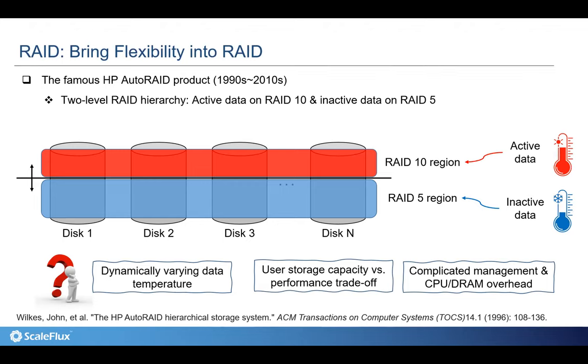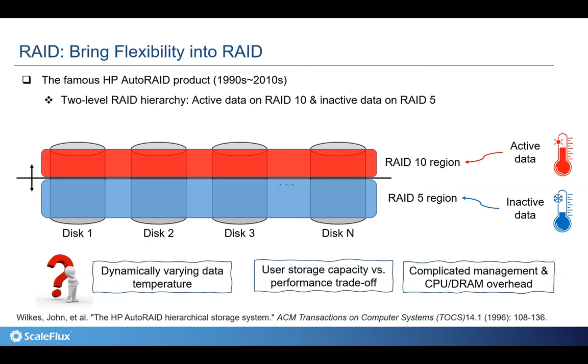But this product faces three problems. First, we need to dynamically vary the data temperature, which means we need to identify which data is hot and which data is cold, and this is complex work. Another is that we have to trade off user storage capacity and performance. And third, in this practice we have complicated management tasks, and it also uses much CPU and DRAM resource.